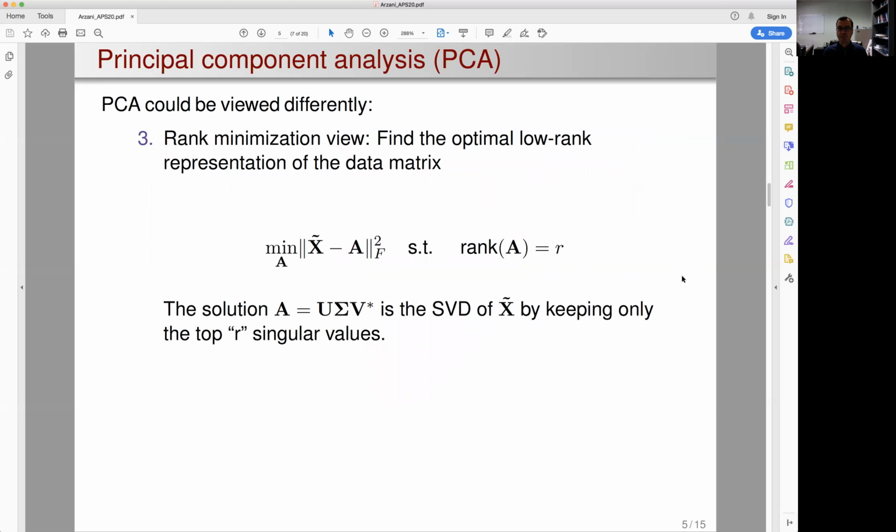And finally, from an optimization viewpoint, which is how we actually compute PCA, we're solving a rank minimization problem. We have our data matrix X, and we're finding another matrix A that can approximate our data matrix X, but the matrix A is restricted to be of rank R. You can show that this minimization problem has a solution, which is the SVD of our data matrix keeping only the R dominant singular values.